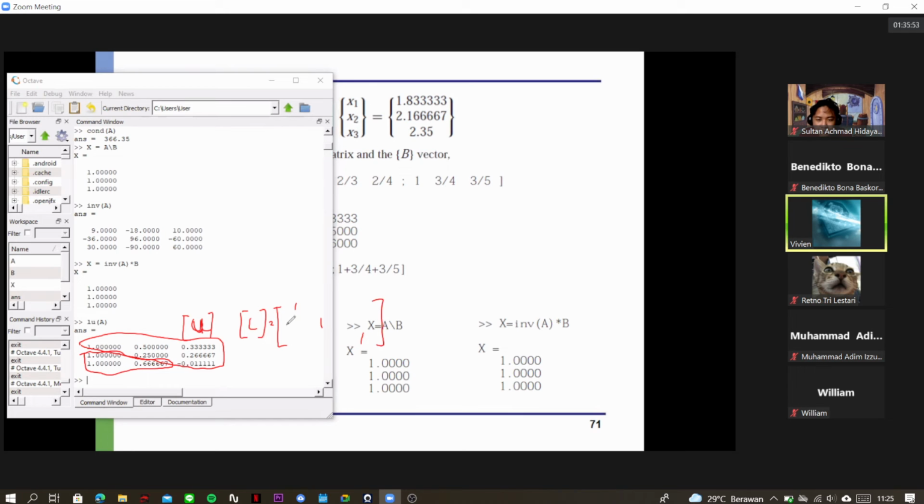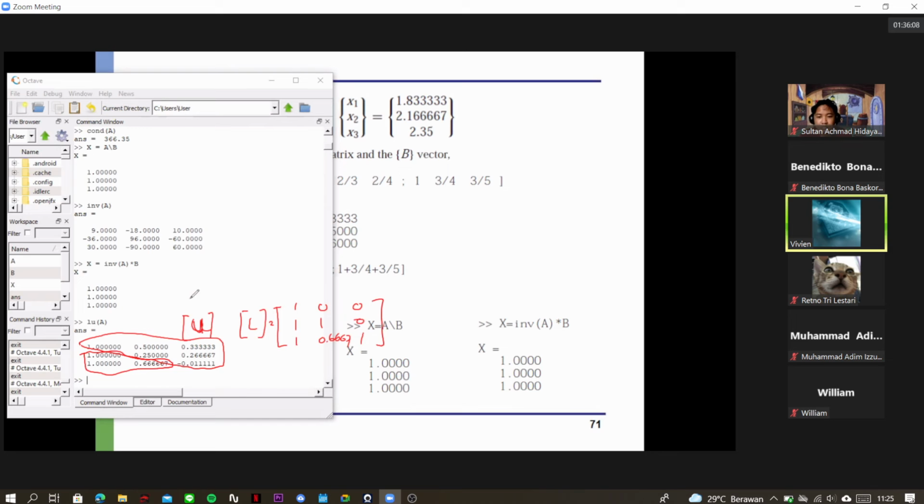And then we have 1, 1, 1, and 0.66667, while the other is 0. Okay. So this is how to put together LU as a single matrix.